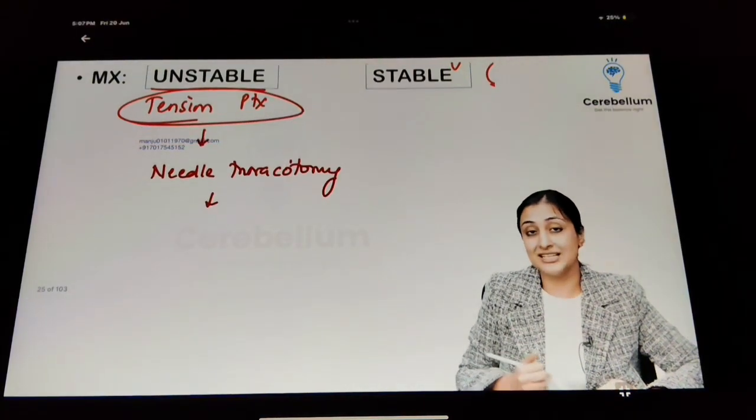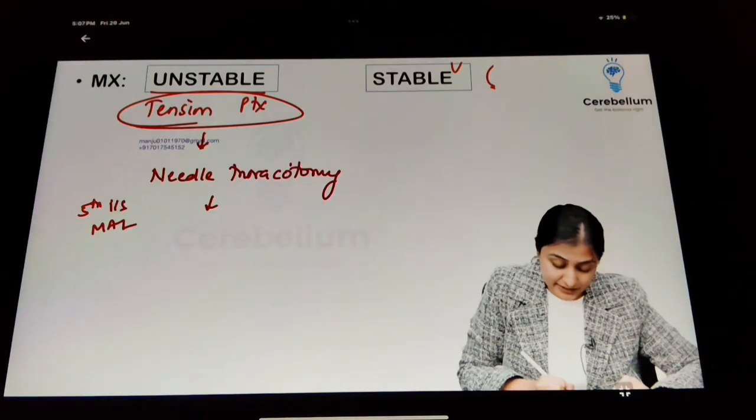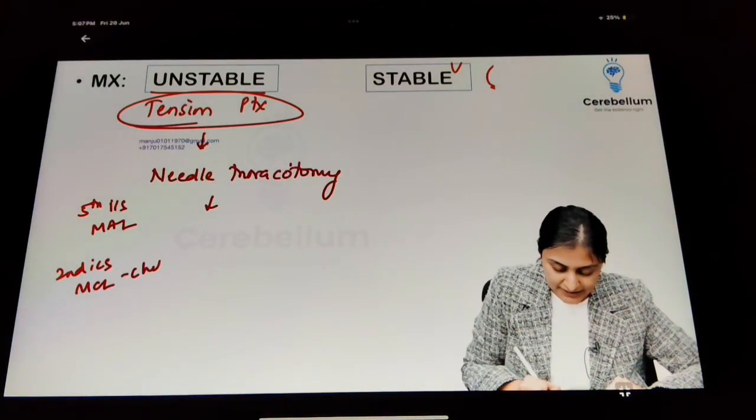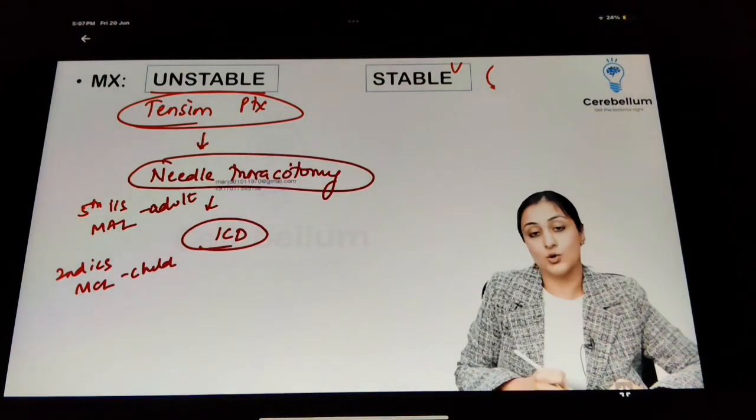You're going to put a wide bore needle in the 5th intercostal space, mid-axillary line in an adult, and a 2nd intercostal space, mid-clavicular line in a child. Okay, so this is where you're going to put your needle. So don't just stop there. You're going to then go ahead and put an intercostal drainage tube.